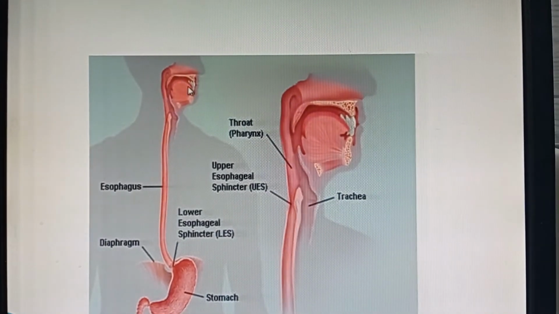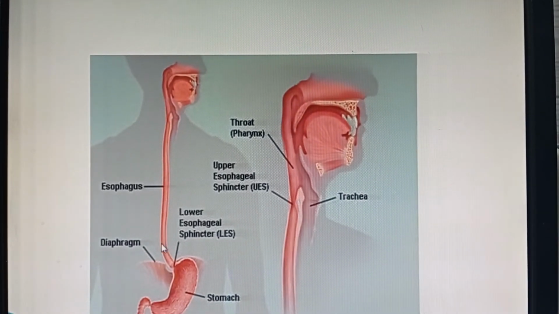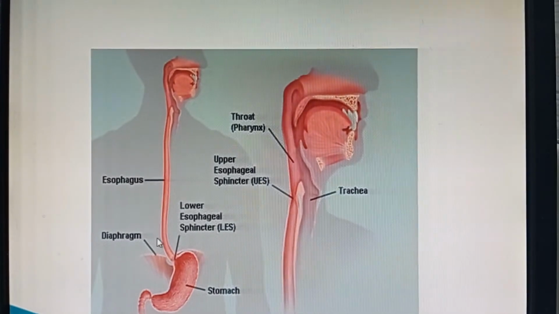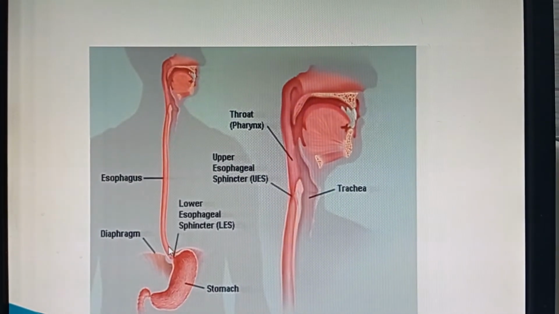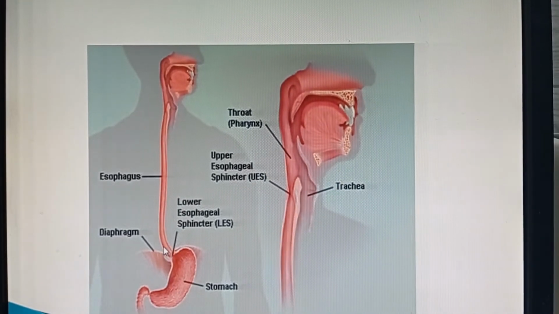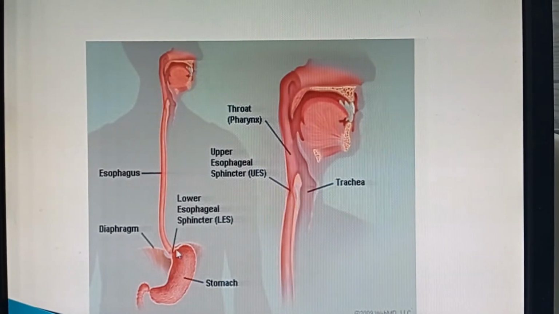Okay, as we discussed the oral cavity and pharynx, next is the esophagus. It is 25 centimeters long. These muscles are called the diaphragm muscles. It passes through the diaphragm muscles and transfers its content into the next alimentary tract organ, that is the stomach.